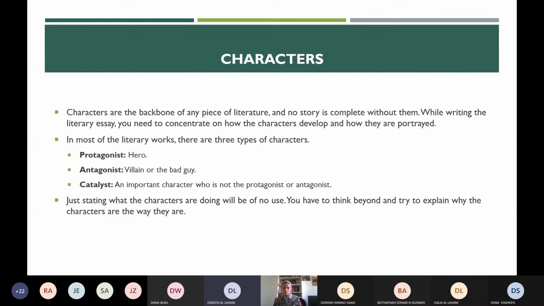Just stating what the characters are doing will be of no use. You have to think beyond and try to explain why the characters are the way they are. Just telling what they do in the story is not what we want. And this is very important, girls. We don't want to know what he did in the story. He broke his girlfriend's heart. He conquered the city. No. We don't want what did he do.